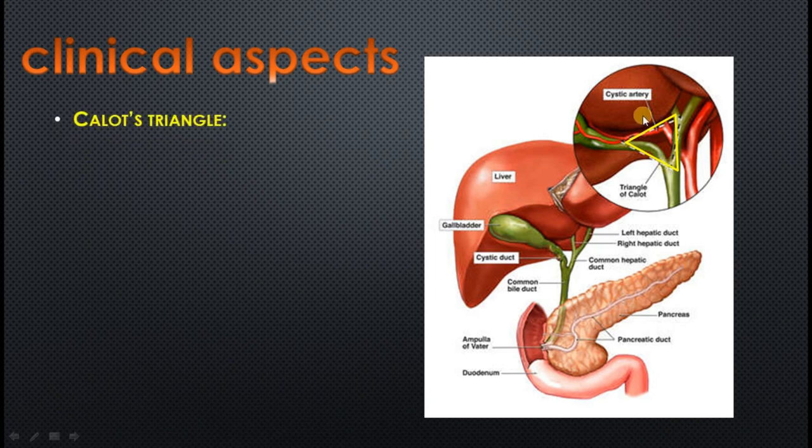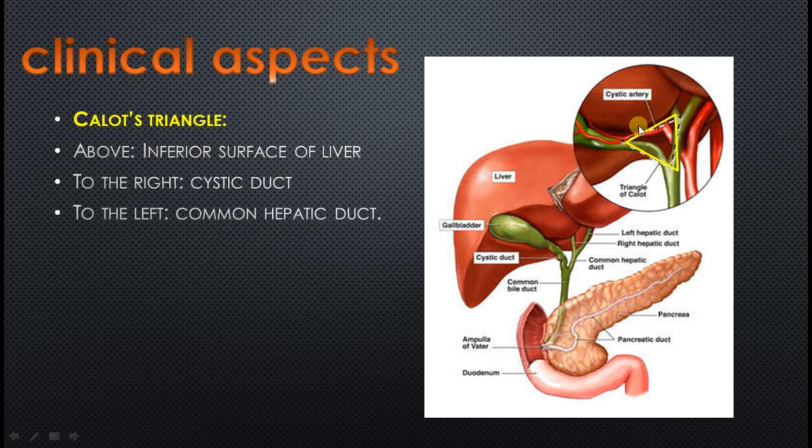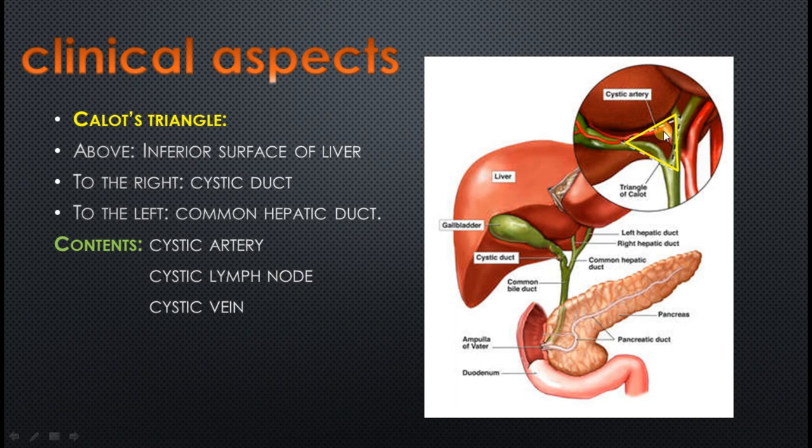The boundaries of Calot's triangle are: above and laterally, the inferior surface of the liver; below and laterally, the cystic duct; and medially, the common hepatic duct. In this triangle, you mainly come across the cystic artery, the main content. Apart from that, you also come across cystic lymph nodes and the cystic vein. Usually, in front is the duct, then the artery, and behind the vein. So Calot's triangle is mainly useful in identifying the cystic artery and ligating it during cholecystectomy.